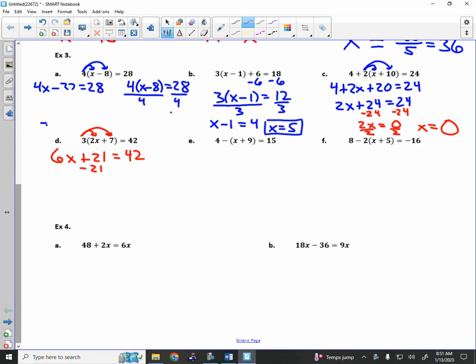Subtract the 21. I get 6x is equal to 21. I divide by 6. Uh-oh, 6 doesn't go evenly into 21, does it? But the top and bottom are both divisible by 3. So we get 7 halves. Okay?